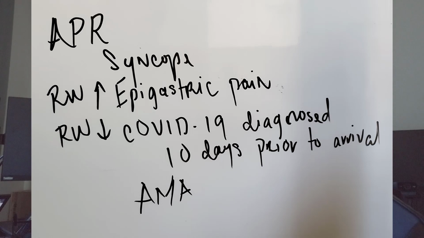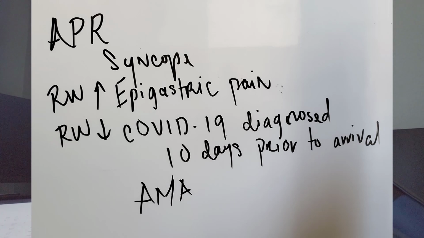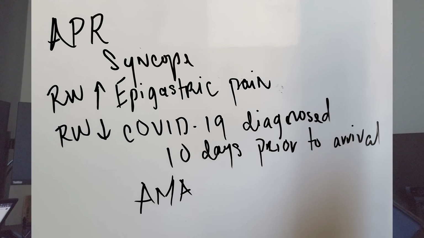So the case that I have, and I wrote down: patient presented with syncope. Patient also complained of epigastric pain. The patient also was diagnosed with COVID-19 10 days prior to arrival. The thing is, the patient left before anything happened. So whenever a patient leaves AMA, there's no specific workup that will reveal the main reason for coming to the hospital or the main reason causing all of the events that led to the hospitalization. So 3 things: syncope, epigastric pain, COVID-19.